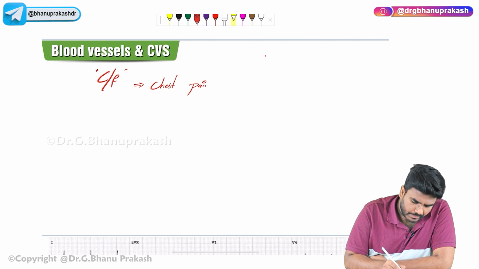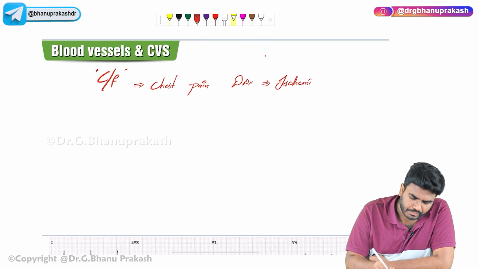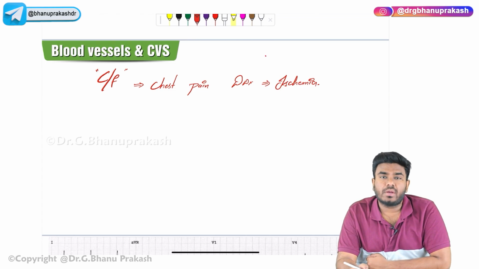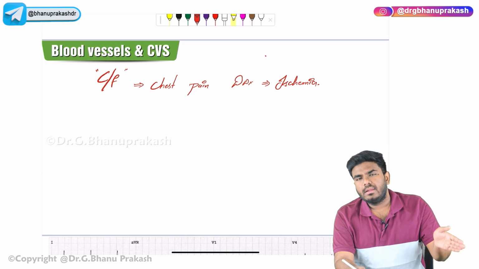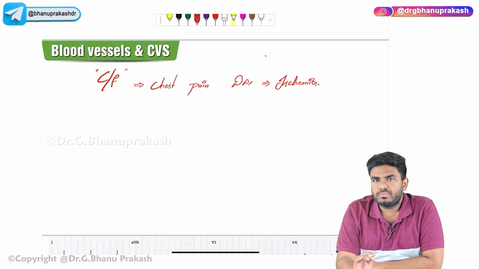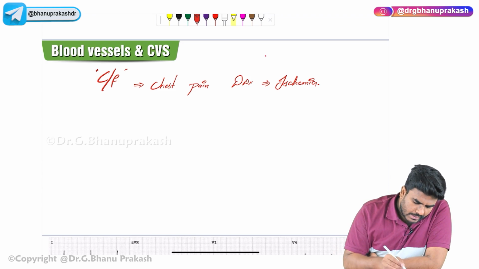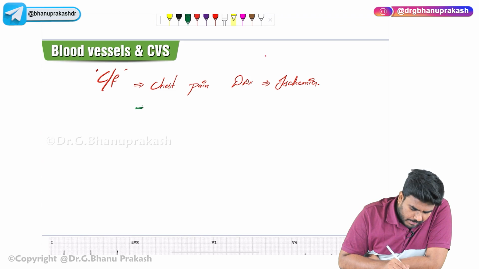Okay. Now, this chest pain needs to be differentially diagnosed. You need to differentially diagnose it from ischemic chest pain. Say if there is ischemia and myocardial infarction, definitely there is going to be chest pain, ischemic and anginal chest pain. How do you differentiate ischemic chest pain from pericardial chest pain? You need to differentially diagnose.